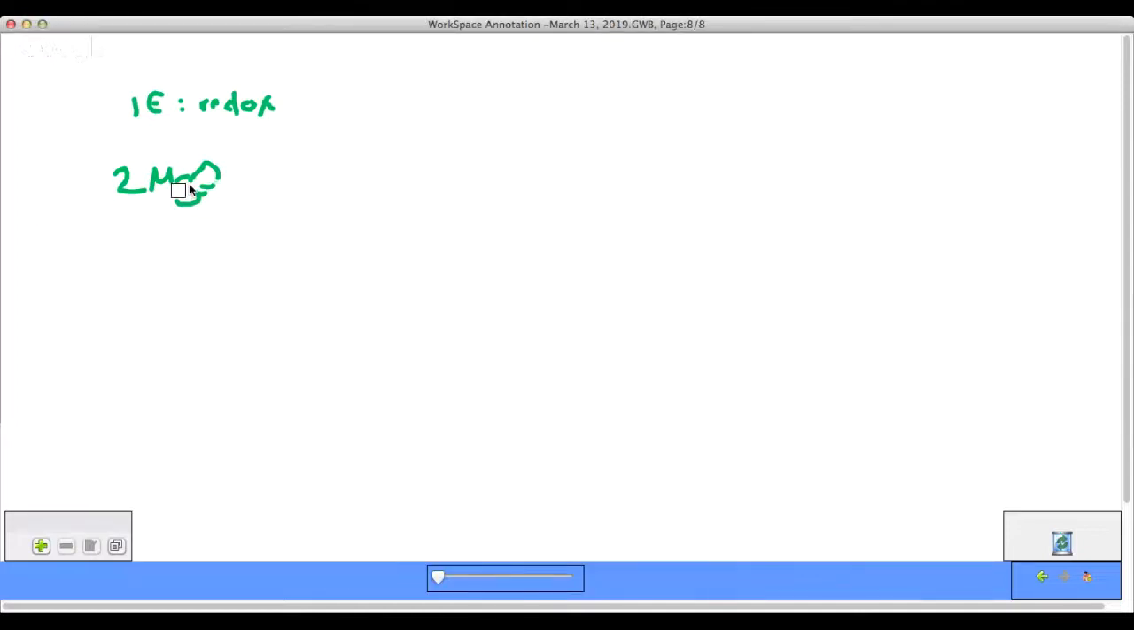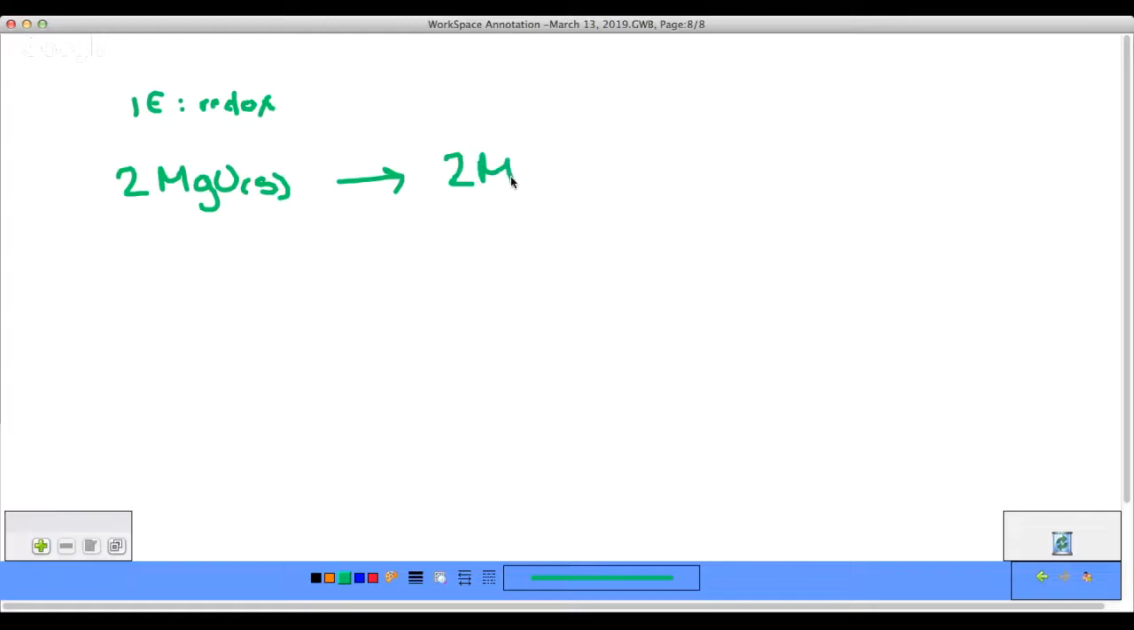Let's try this again. 2MgO solid. We're going to produce 2Mg plus O2. So let's look at what happens here. We're told this is a solid, this is a gas. It really doesn't matter too much. But let's go ahead and apply charges.